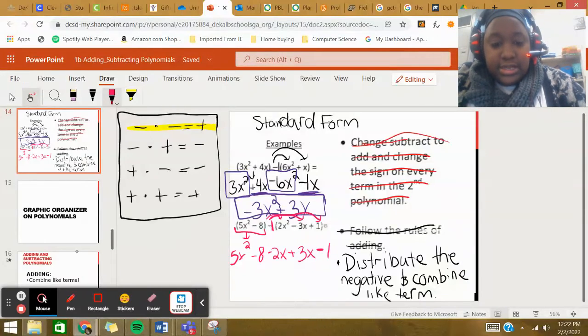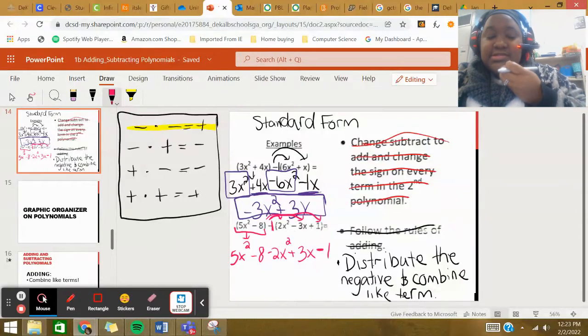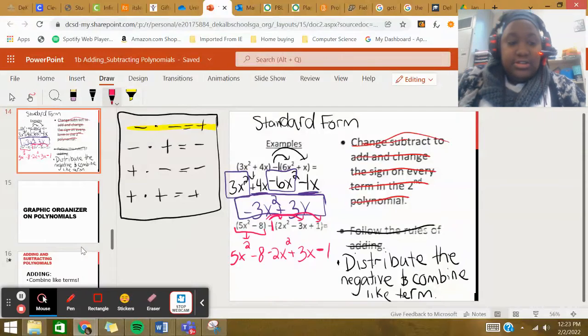Okay, so now I went ahead and did the first part, which is distribute my negative. Now I need to, and I forgot my x squared here, guys. I apologize. Let me write that a little bit neater because that's hard to read. It's supposed to be to the second power. Okay, so now that I distributed the negative.